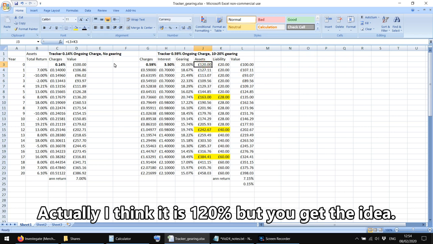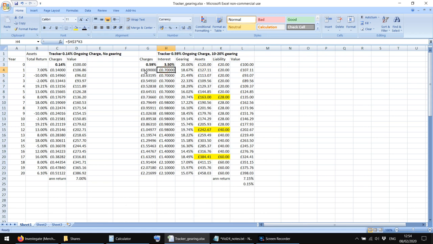So basically this column here now grows or falls by this amount. It then subtracts the interest at 3.5%, and it also subtracts the charges at 0.59% to give that number. And obviously the liability stays the same, because they just pay the interest until the debt's due, whenever it's due. And then the value of the portfolio is the assets minus the liabilities of 20.